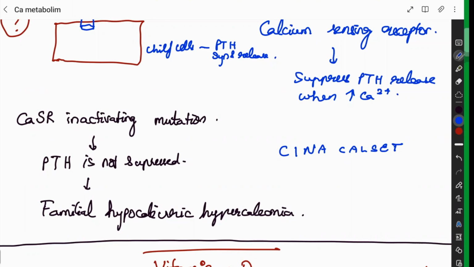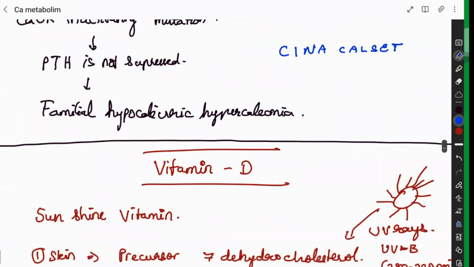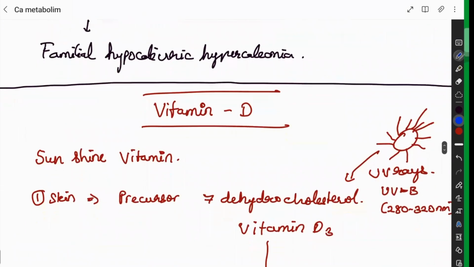Is it clear? Can someone message in the chat box? Till now, is it clear? Shall I move into vitamin D? Someone kindly message in the chat box so that I can move to the next one. Thank you, thank you. So I'm moving towards the next one, that is your vitamin D.